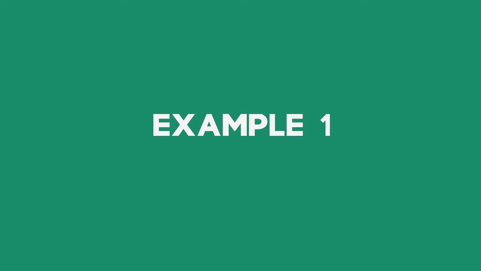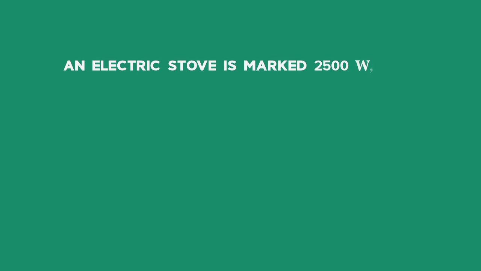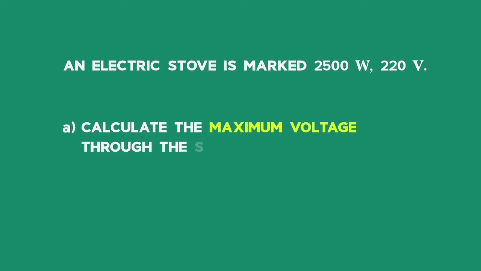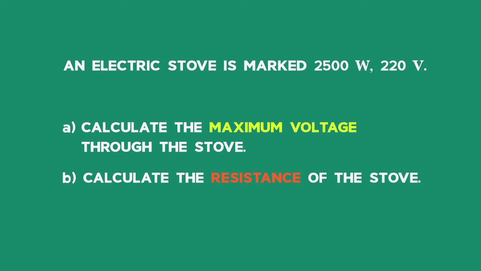Let us look at a few examples. Number 1. An electric stove is marked with 2,500 watts, 220 volts. A. Calculate the maximum voltage through the stove. B. Calculate the resistance of the stove.